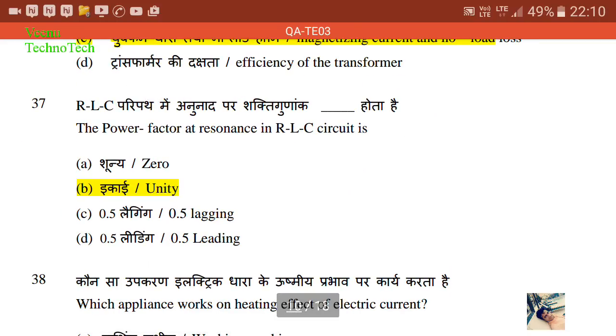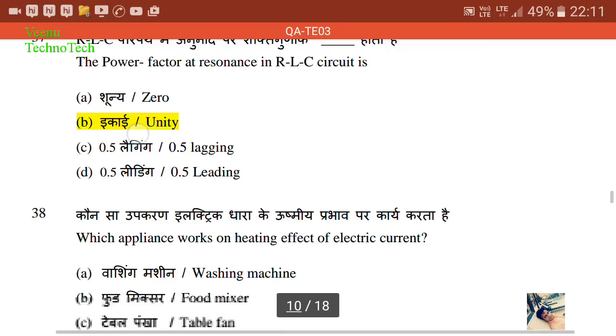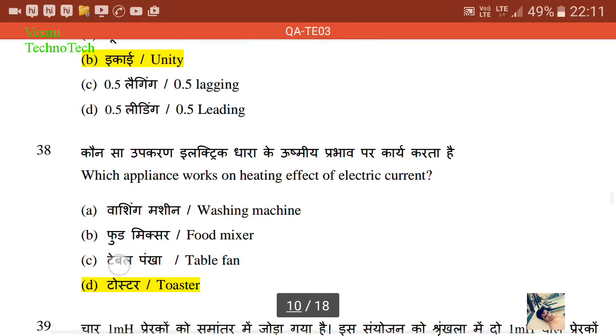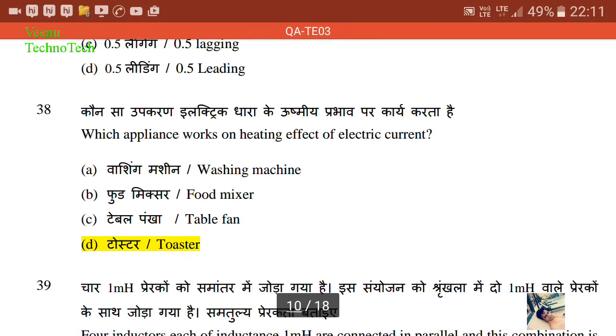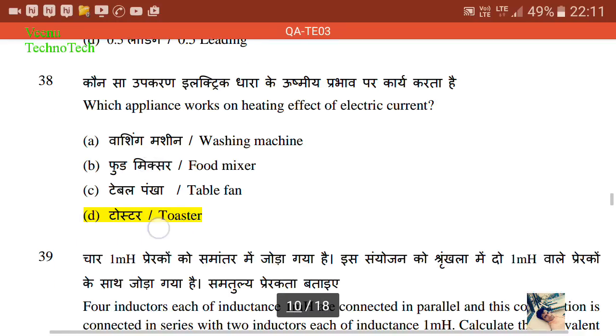The power factor at resonance in RLC circuit is unity because inductive reactance is equal to capacitive reactance. So our circuit becomes purely resistive and power factor becomes unity, 1. Answer B is correct. Then next, 38, which appliance works on heat effect of electric current? Obviously only toaster used to toast bread, so correct answer is D.